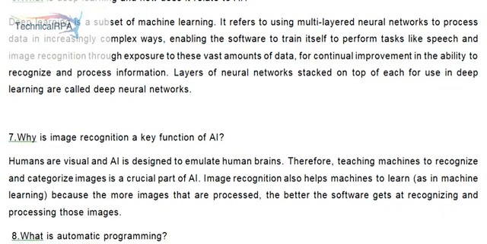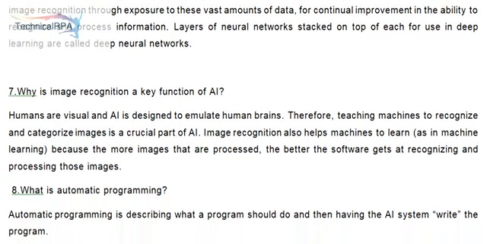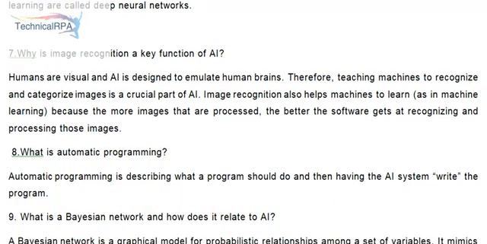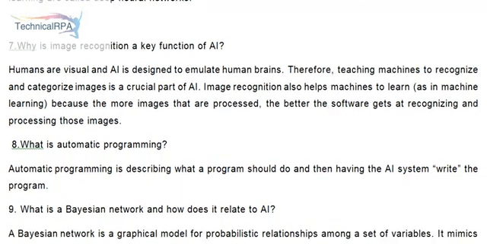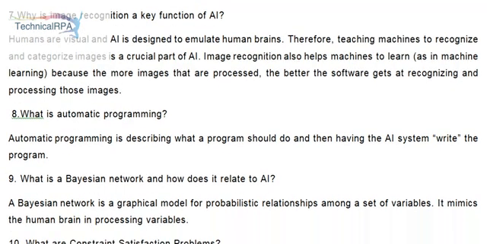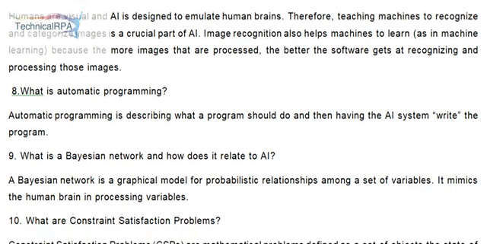7. Why is image recognition a key function of AI? Humans are visual and AI is designed to emulate human brains. Therefore, teaching machines to recognize and categorize images is a crucial part of AI. Image recognition also helps machines to learn, as in machine learning, because the more images that are processed, the better the software gets at recognizing and processing those images.